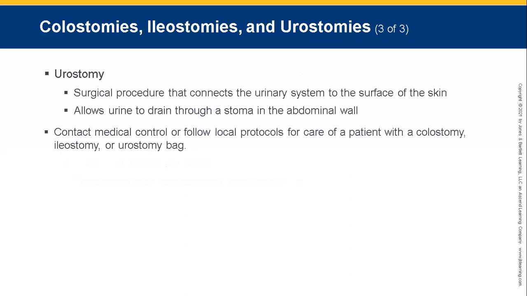Urostomy. Urostomy is a surgical procedure that connects the urinary system to the surface of the skin. It allows urine to drain through a stoma in the abdominal wall. Contact medical control or follow local protocols for care of a patient with a colostomy, ileostomy, or urostomy bag.